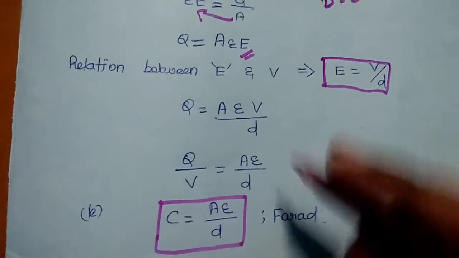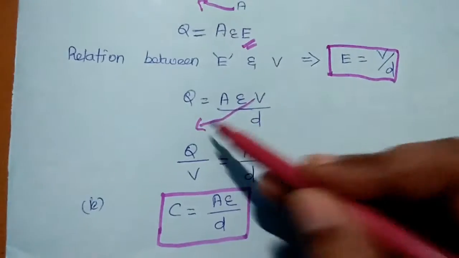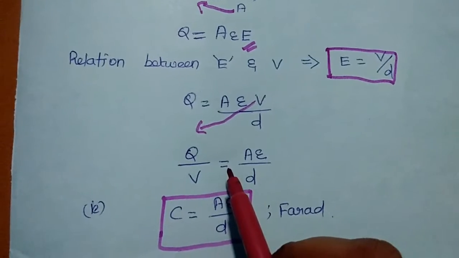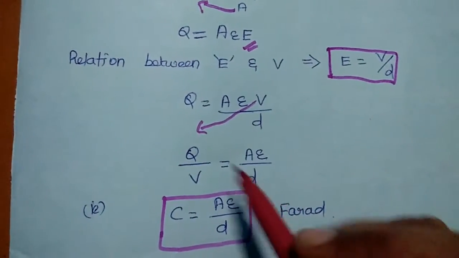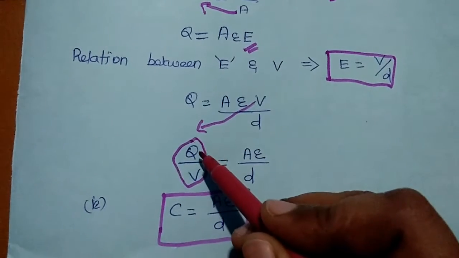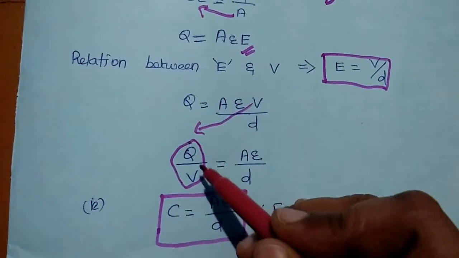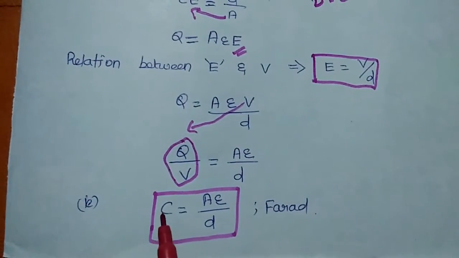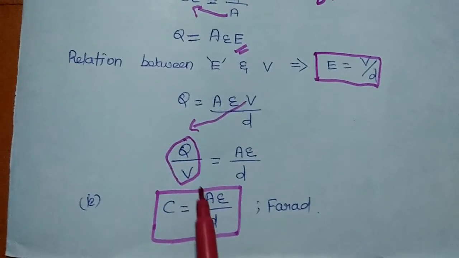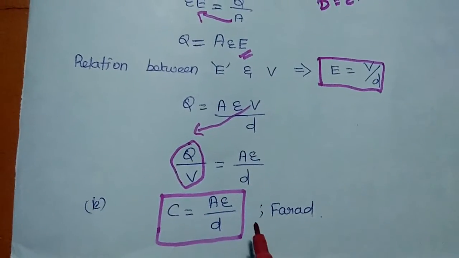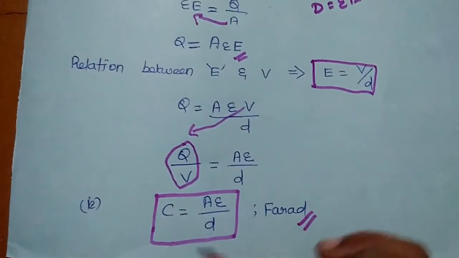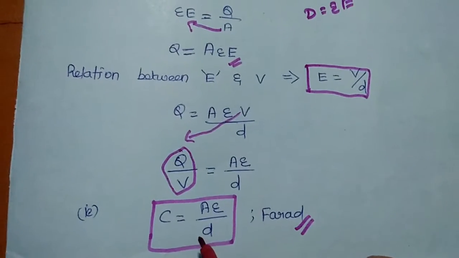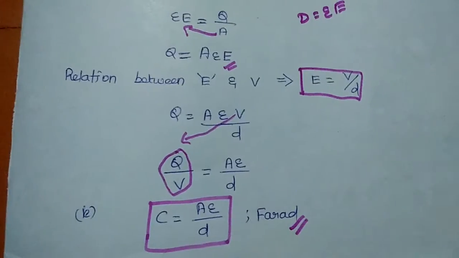From this we move V to the left hand side. So we get Q by V equal to A epsilon by D. We know that Q by V, charge divided by potential, is nothing but capacitance. So C, the capacitance, is equal to Q by V, which is equal to A epsilon divided by D. Its unit is farad. So we have obtained the capacitance of a parallel plate capacitor. This is the formula for the capacitance.